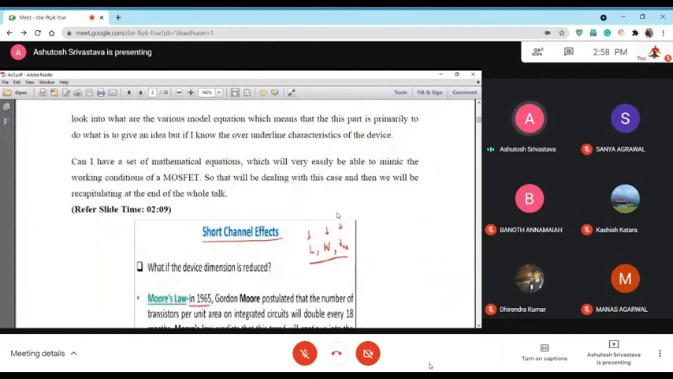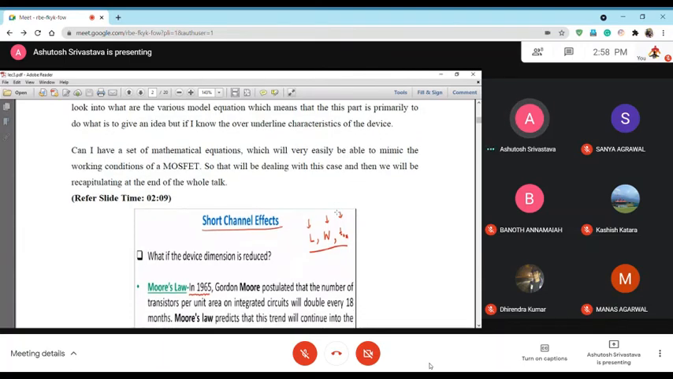So the three parameters which are the guiding principle for scaling down are the length, the width, and the oxide thickness. So we will be talking somewhat in detail about how to effectively achieve this postulate, which helps us to double the number of transistors every 18 or 24 months.